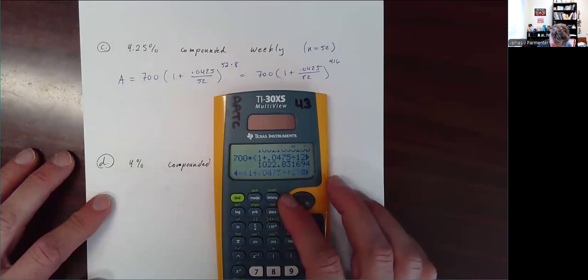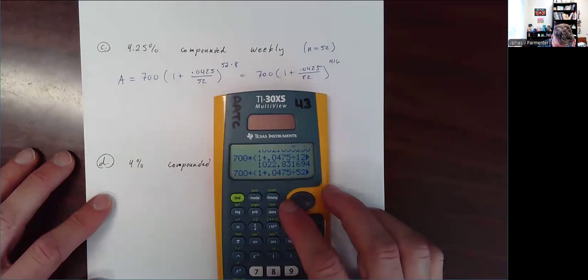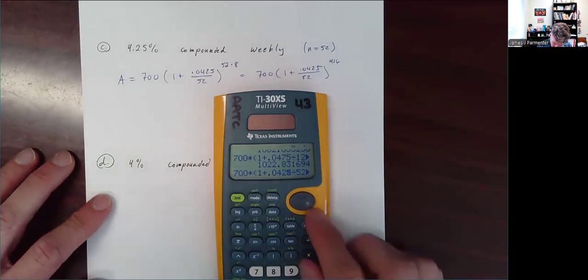I want to be dividing not by 12, but by 52. That works out nicely. I can just replace the 1 with a 5. And it should be an interest rate of 0.0425. Looking good. Let's check.